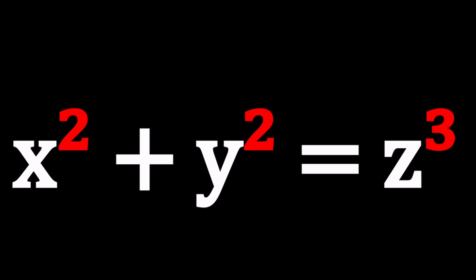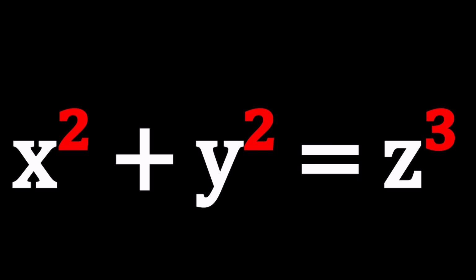So here we are. We're adding two squares and getting a cube. Is this possible with integers? And I will try to focus on positive integers. So let's go ahead and see how we can solve or approach a problem like this.